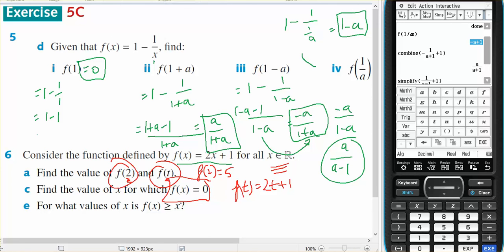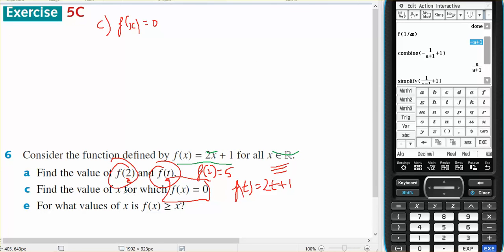Part C is find the values of x for which f of x is equal to 0. This is f of x. So I've got 2x plus 1 is equal to 0, which means 2x equals negative 1, x equals negative a half.